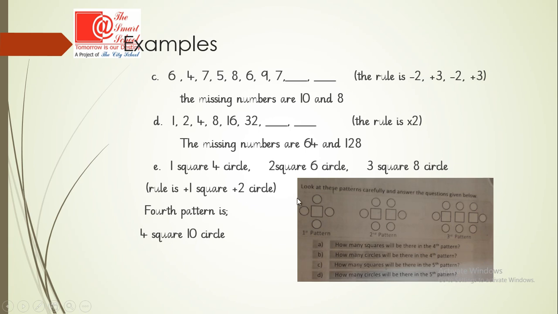But what about circles? These are 4 circles, these are 6 and then 8. It means it is plus 2. For circle it is plus 2. So rule is plus 1 for square and plus 2 for circle. So in next pattern 10 circles will come. 4 squares and 10 circles. Yes, very good. You can write answer of these questions when you will do exercise in the book.